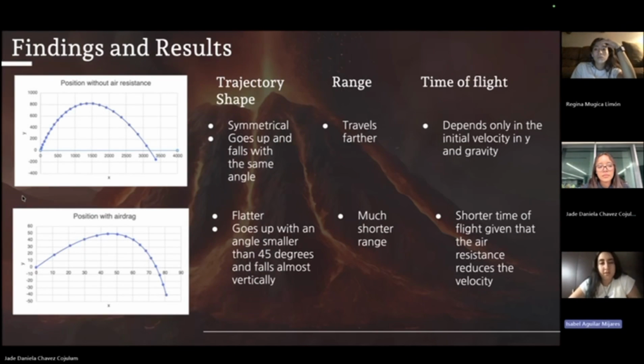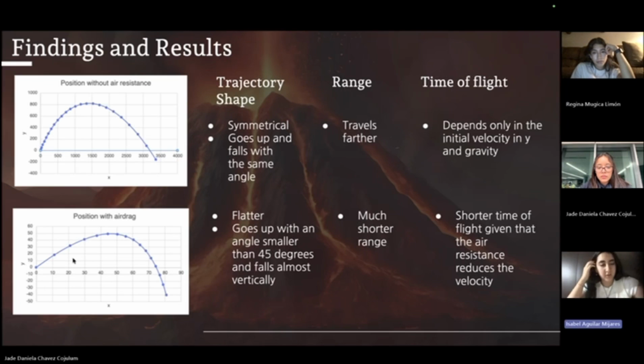The findings and results that we saw in comparison of the trajectory with and without the air resistance is, well, the most obvious one is the shape. As you can see, the first one looks more symmetrical and it goes up and falls with the same angle. As for the second one, it looks way flatter, goes up a little bit more steeply with an angle smaller than 45 degrees, and you can see that it falls down almost vertically.